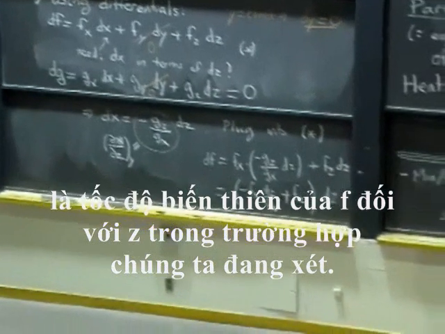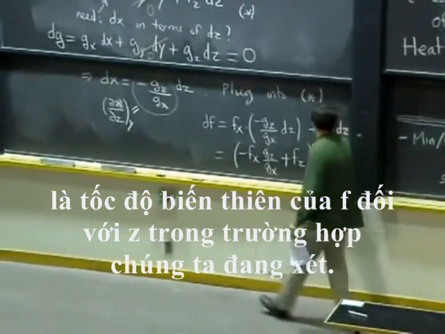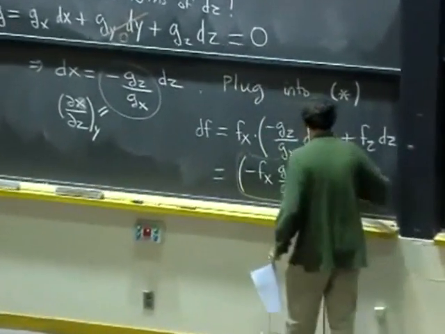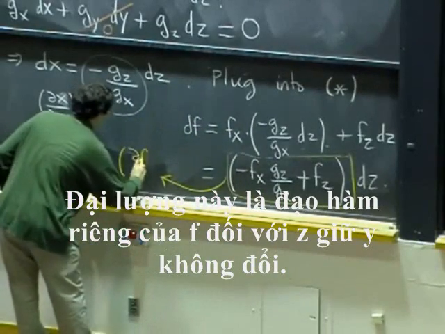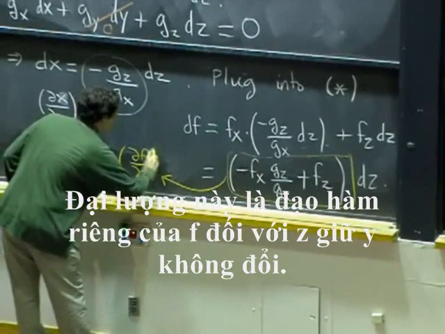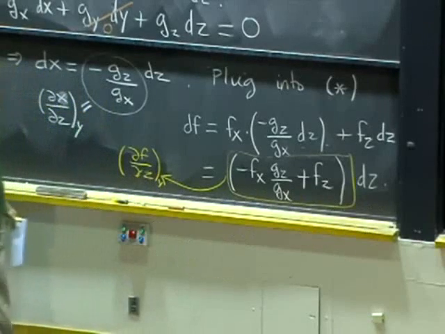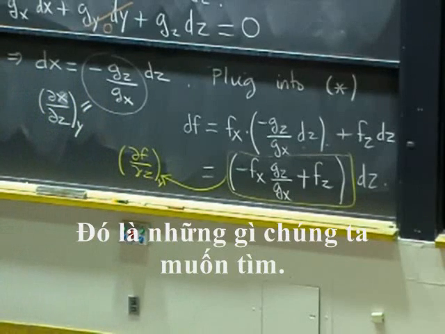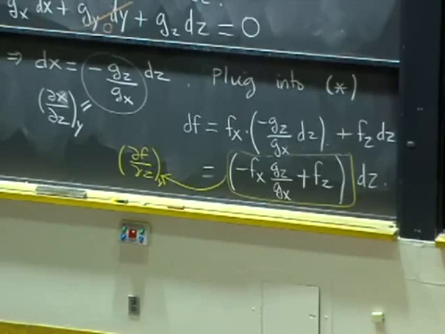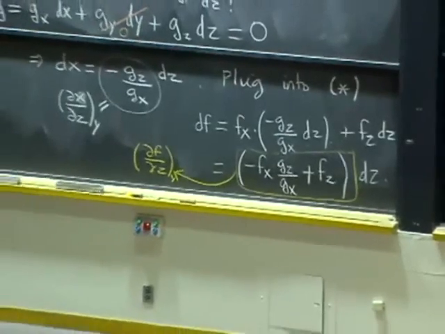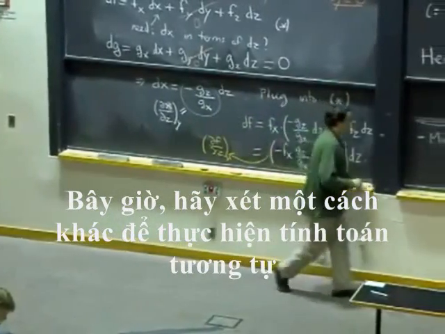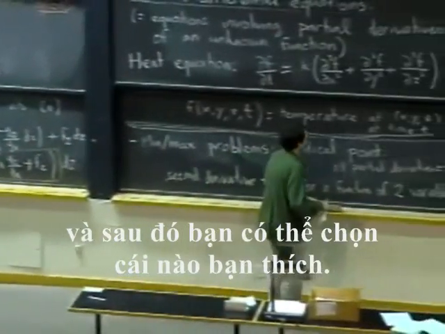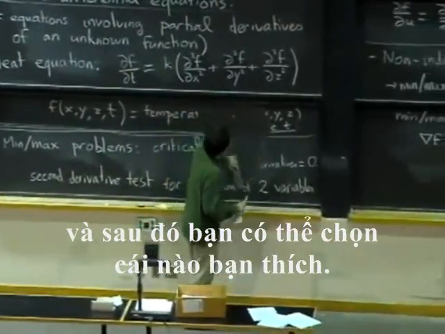is the rate of change of f with respect to z in the situation we are considering. So this quantity is what we call partial f over partial z with y held constant. That's what we wanted to find. Okay? So now let's see another way to do the same calculation. And then you can choose which one you prefer.